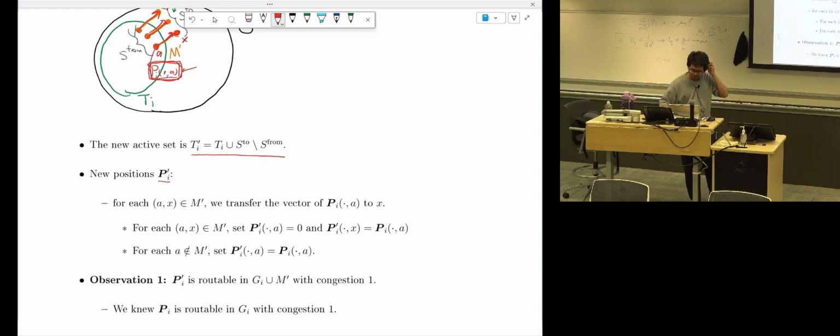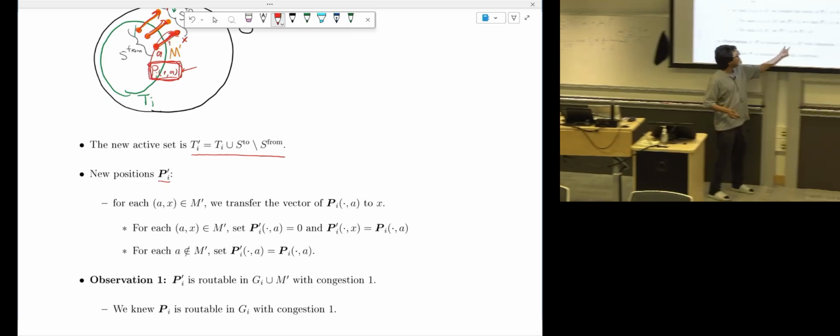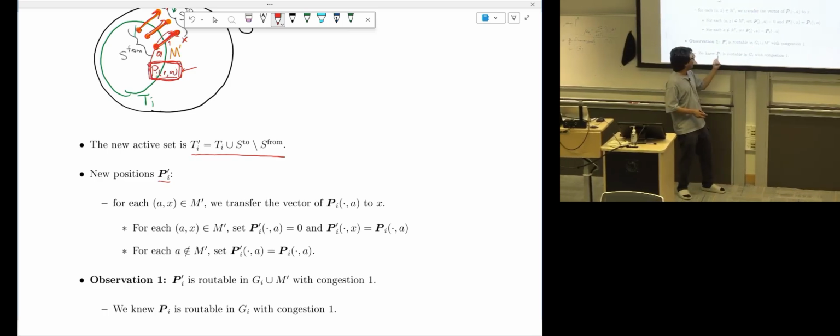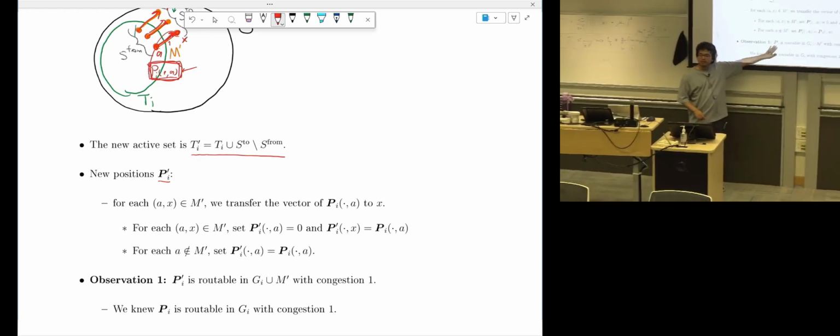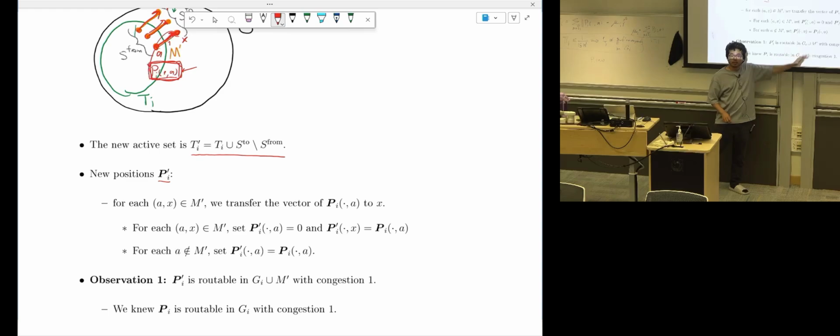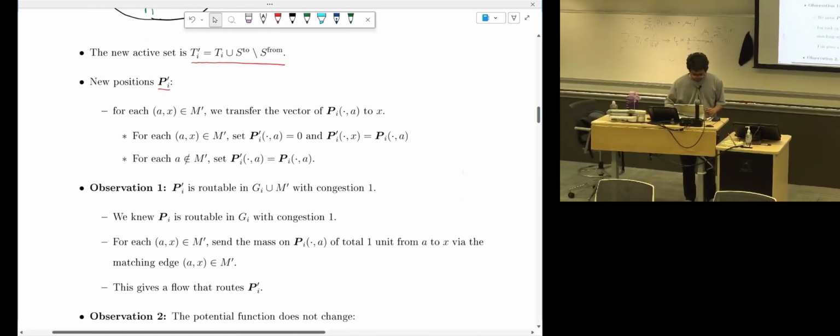This has capacity 1, and you send 1 unit of flow along this edge. So the congestion on GI was 1 to route Pi, and now on top of that you route through M prime. That has congestion 1 too. Okay. So is everyone convinced that Pi prime is routable in this graph with congestion 1?